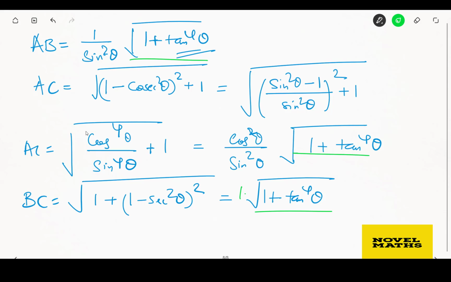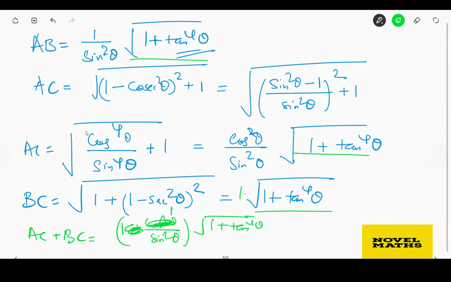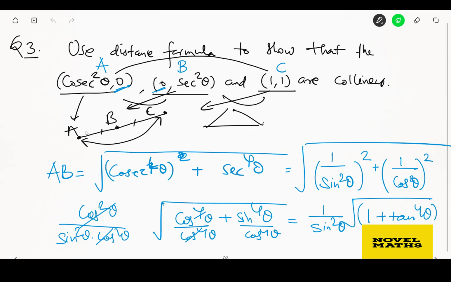What if we add AC and BC? AC plus BC is 1 plus cos square theta over sine square theta, times the square root of 1 plus tan 4 theta. This will go up and this will become 1, sine square theta plus cos square theta. So this is effectively 1 by sine square theta times the square root of 1 plus tan 4 theta. Isn't it the same as AB? So the sum of two distances is the same as the third distance. That means these points are collinear. Let's move to the next question.